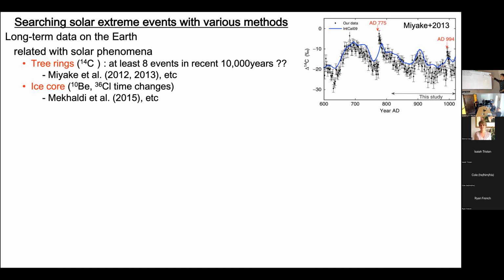And also it's not only one event. In the recent 10,000 years, only part of the data has been investigated, but at least 8 events are detected. And recent solar flares don't show such large amplitudes. So these can correspond to events at least larger than the Carrington event. And also this is another event.